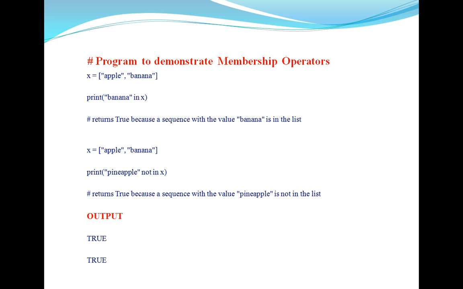Again, I have taken a list, x is equal to apple and banana, and I am printing pineapple not in x. That means what? It will return true because pineapple is not present in the list. But if I write banana not in x, what will it return? It will give you false.